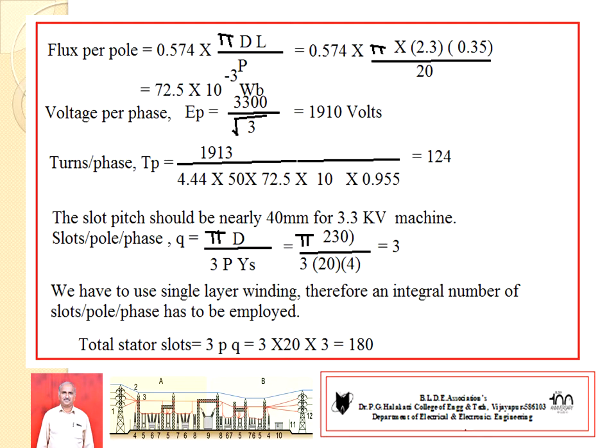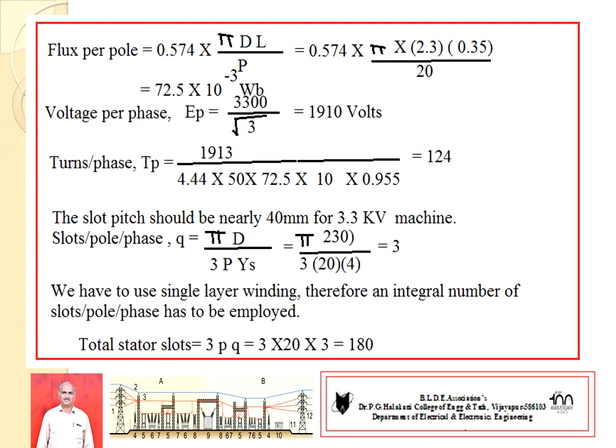Next, phase voltage. The given voltage in the problem is line voltage. Hence we have to determine phase voltage because alternators are always star connected. For star connected, Ep equal to EL by root 3. So you substitute the value, finally we are going to get Ep as 1910 volts.